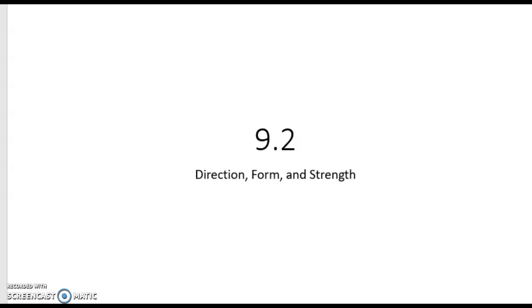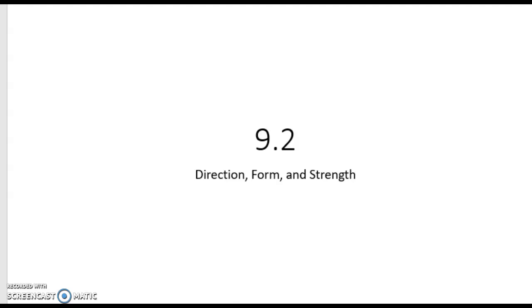All right, everybody out there in stats world, this is Coach Low coming to you with 9.2. We're going to talk about direction, form, and strength of your bivariate data represented in scatter plots.